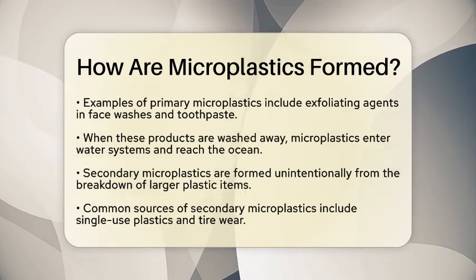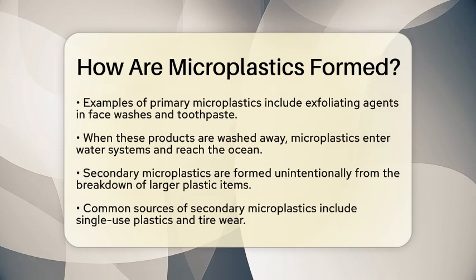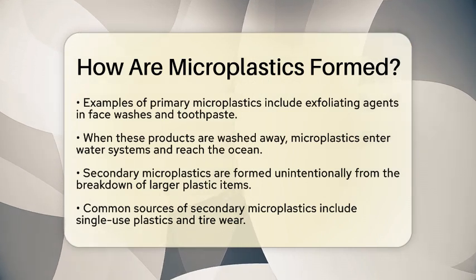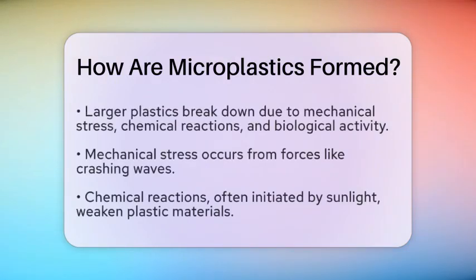The processes that lead to the formation of microplastics involve several steps. First, larger plastic items can break into smaller pieces due to mechanical stress, like being crushed by waves. Second, chemical reactions, often triggered by sunlight or environmental chemicals, can weaken the bonds in plastic materials, causing them to break down. Lastly, microorganisms can contribute to the breakdown of plastics, although this process is generally slower and less effective for many types of plastics.